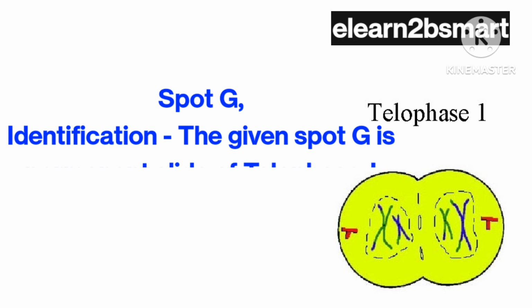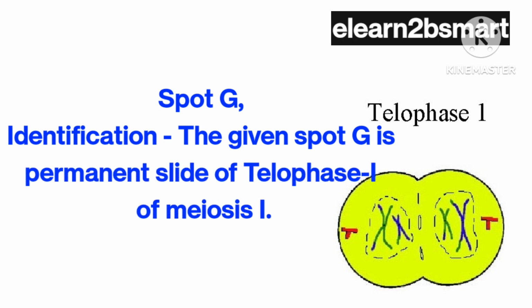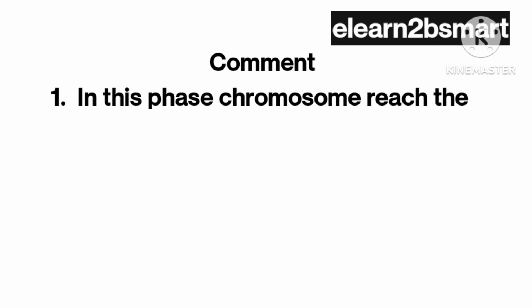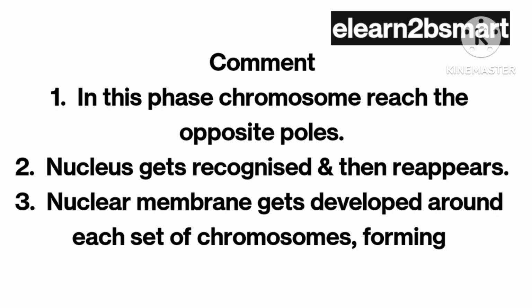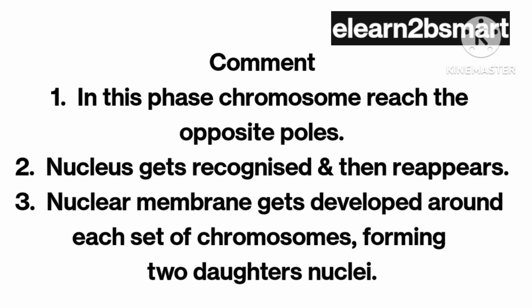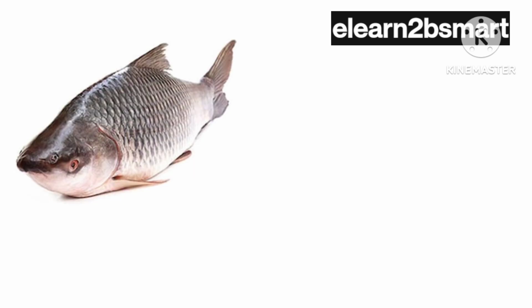Spot G. Identification. The given spot G is a permanent slide of telophase I of meiosis. Comment 1. In this phase, chromosomes reach the opposite poles. 2. The nucleolus gets reorganized and reappears. 3. The nuclear membrane gets developed around each set of chromosomes, forming 2 daughter nuclei.